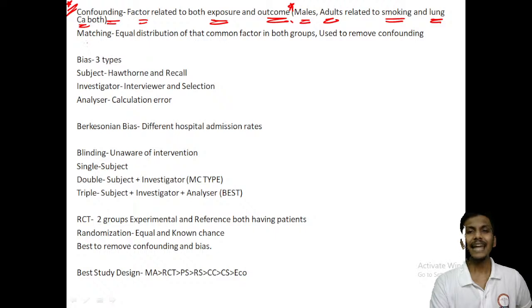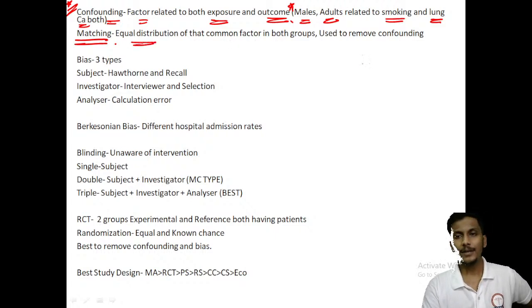So please remember, the technique which is used to overcome this confounding factor is known as matching. So please remember, we do matching. So what happens in matching? In matching, usually there is equal distribution of that common factor in both the groups. For example, we had two groups, A group and B group.